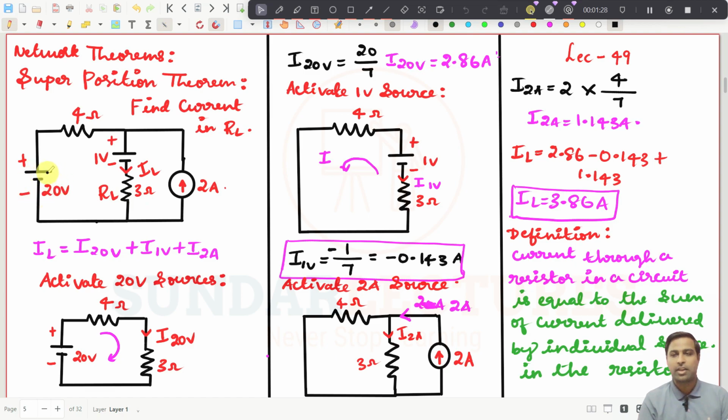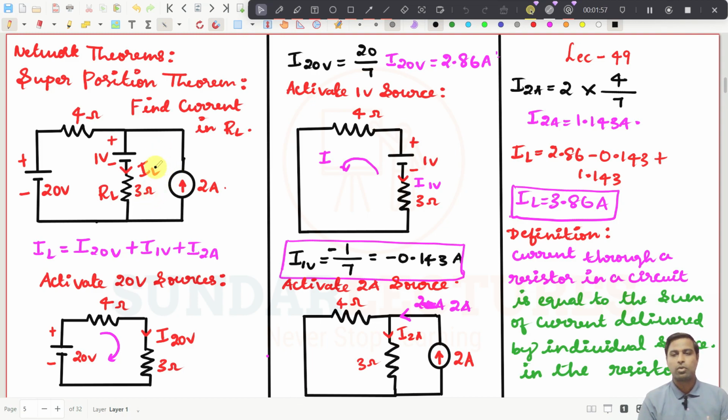and then find the current in the 3 ohms resistor. Then you deactivate this source, activate the second source and find the current in the 3 ohms resistor. Then activate the third source by deactivating these two sources, and find the current in the 3 ohms resistor. Then sum up all the currents you got, and that is the final answer for the current in the 3 ohms resistor, right? This is how we would have solved using the superposition theorem.